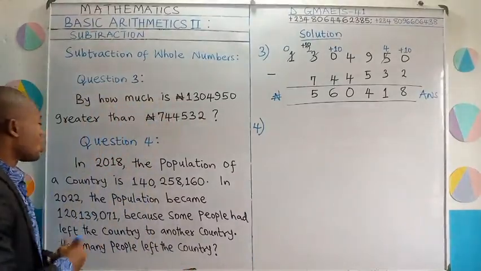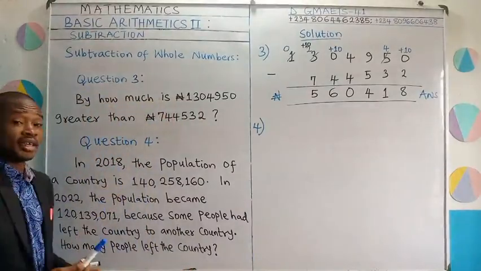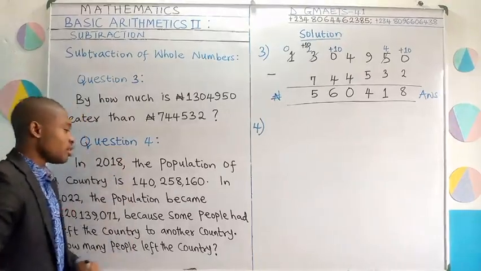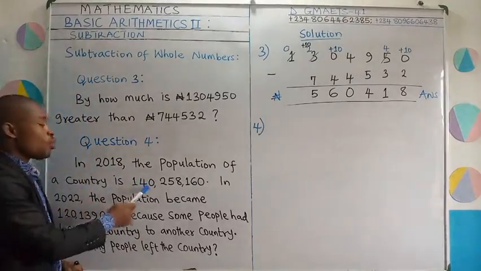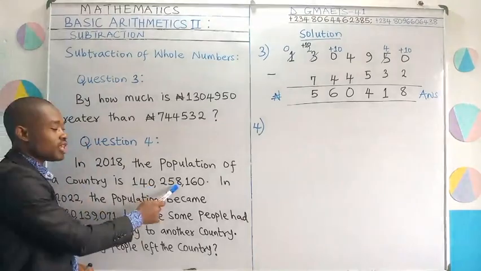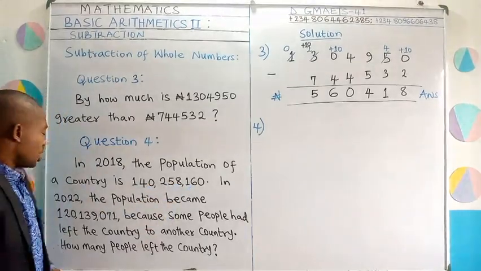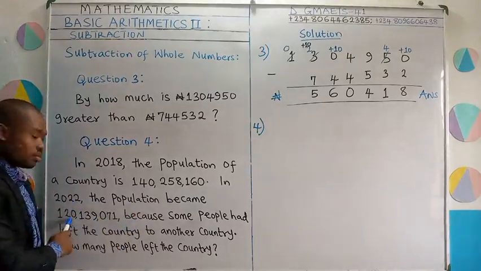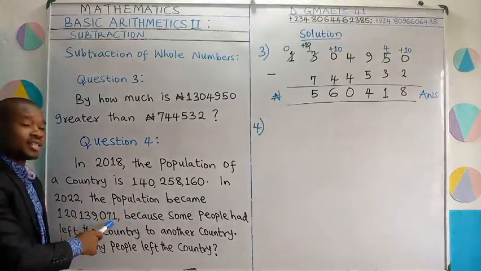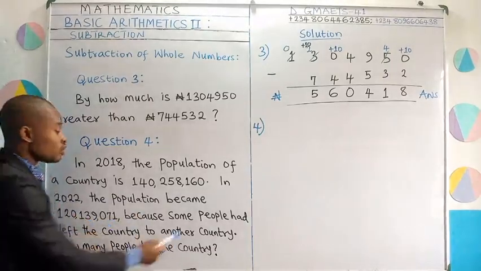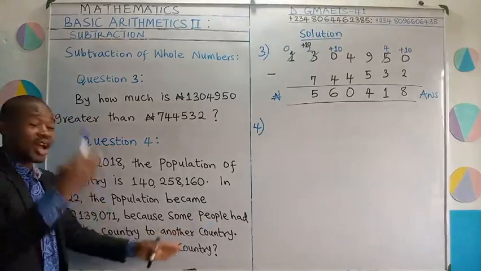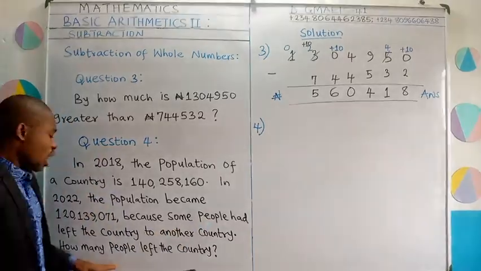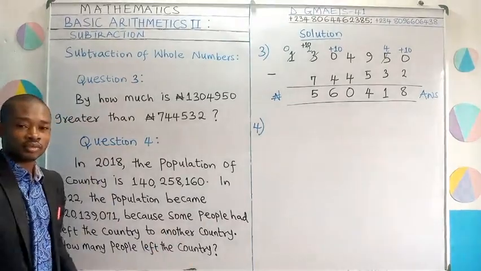In question number 4, we have that in 2018, in the year 2018, the population of a country is 140,258,160. And then in the year 2022, the population became 120,139,071 because some people had left the country to another country. How many people left the country?